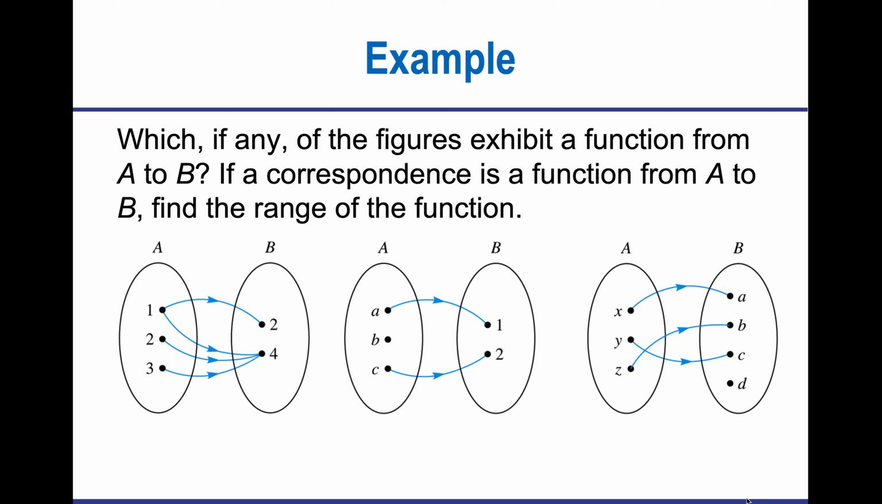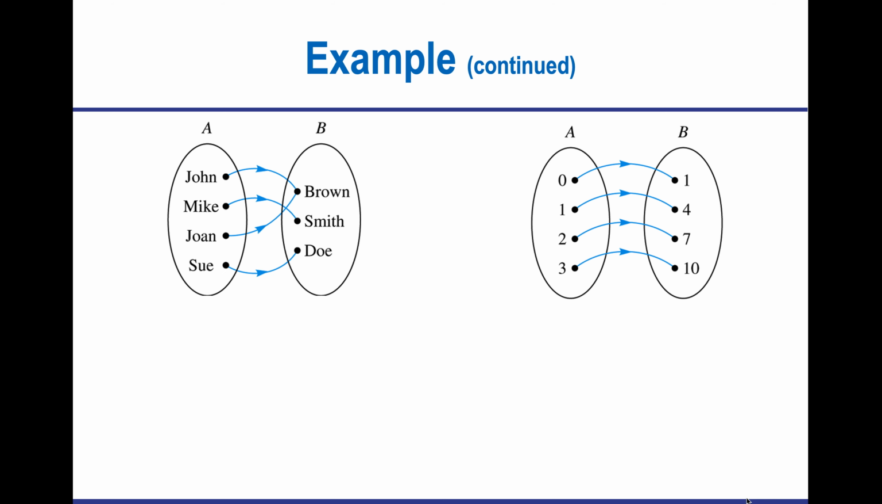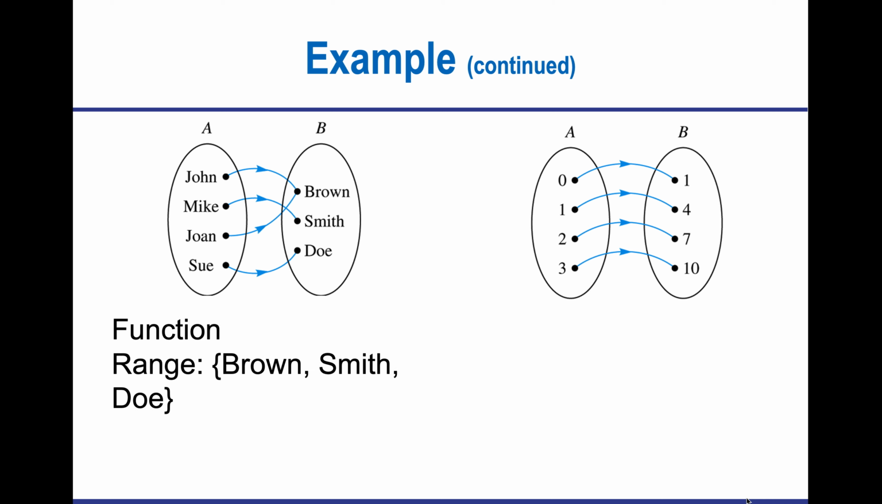So take a minute and look at these examples and see which ones of these can be functions. In this case, the only one that can be a function is going to be the last one. D is left out of the range because nobody results in the output of D. So it's not actually going to be considered in the range.